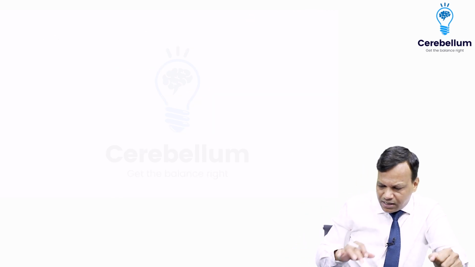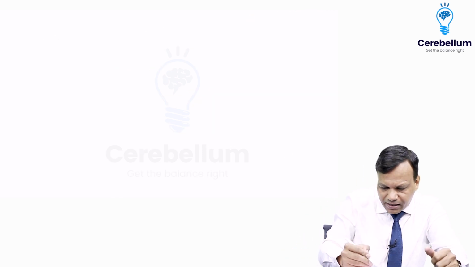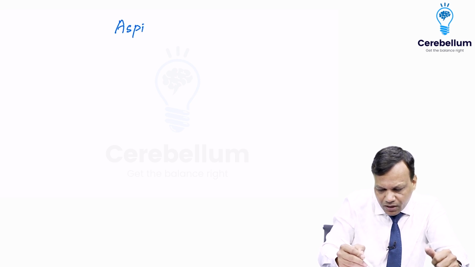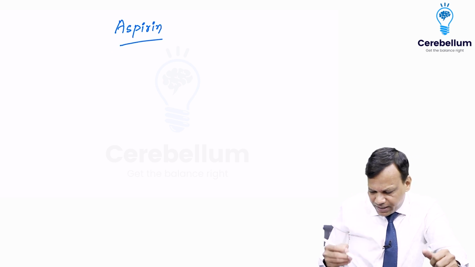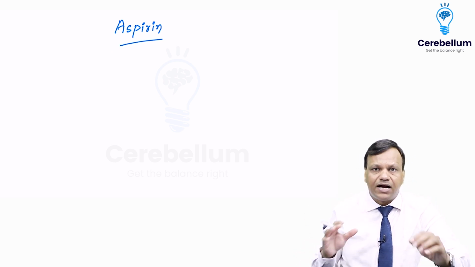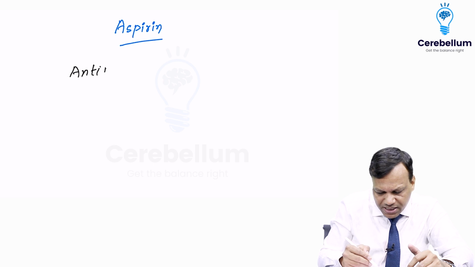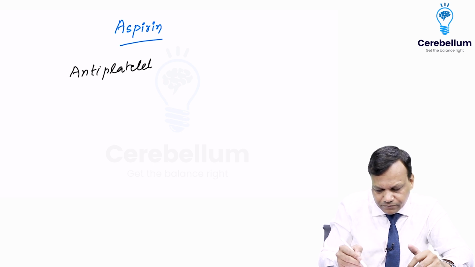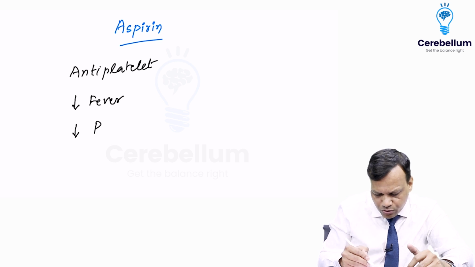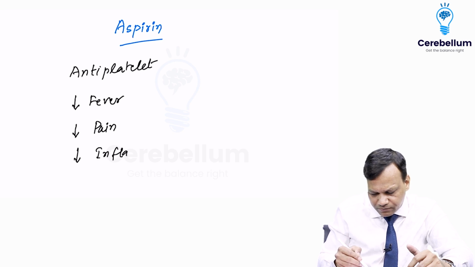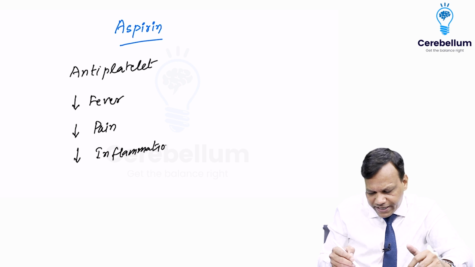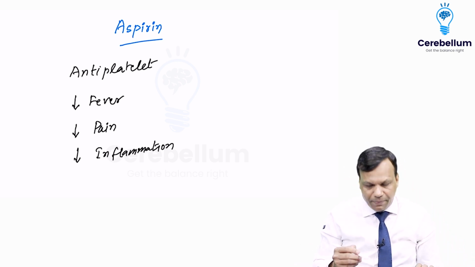Clear? Now this is very well exemplified by a drug called aspirin. Aspirin has 4 important indications, and they are dose dependent. At the lowest dose, aspirin is used as an antiplatelet drug. When we slightly increase the dose, it is used to reduce fever, as an antipyretic. At slightly more dose, it is used to reduce pain. And at high dose, it is used to decrease inflammation. So 4 indications of aspirin which are dose dependent.